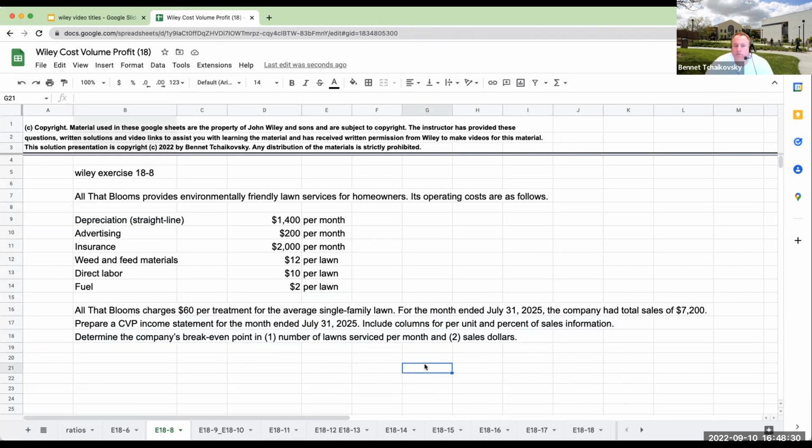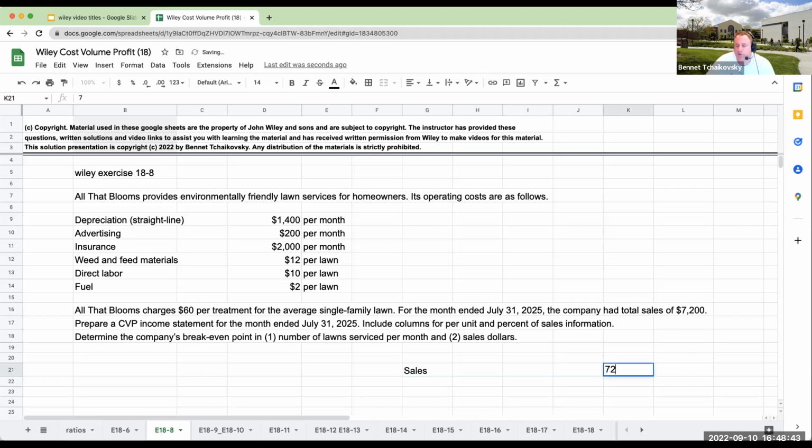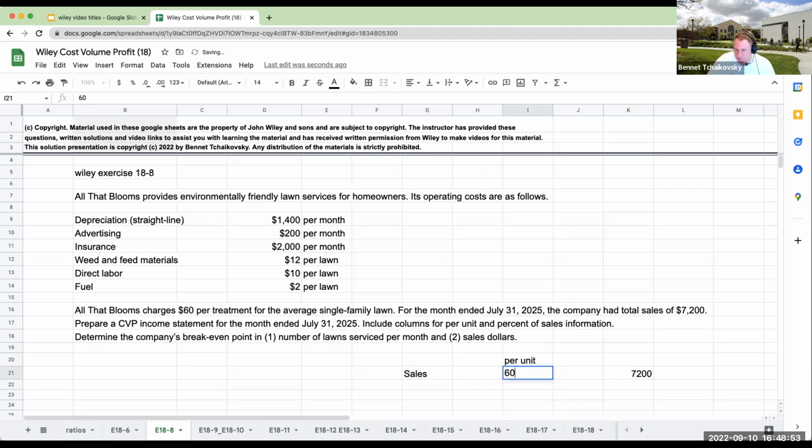Okay, so when we're going through and looking at a contribution margin or cost volume profit, variable costing income statement, I'm going to start up here with my sales. My sales are a total of $7,200, and I'm charging $60, so my per unit is $60 per unit. That means my lawns serviced, or my units, is 7,200 divided by 60, or 120.